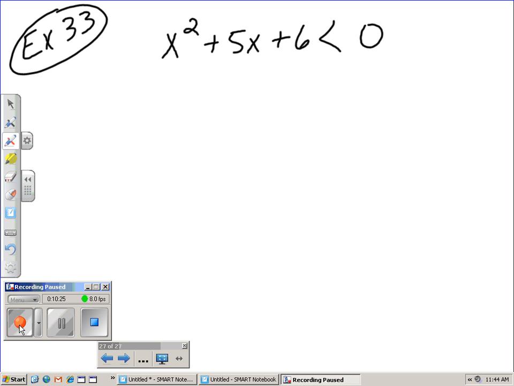And there's our final answer. All right, here's an example for your problem number 33. X squared plus 5x plus 6 is less than 0. I want to know where the solutions are, and I want to write the answer using interval notation.